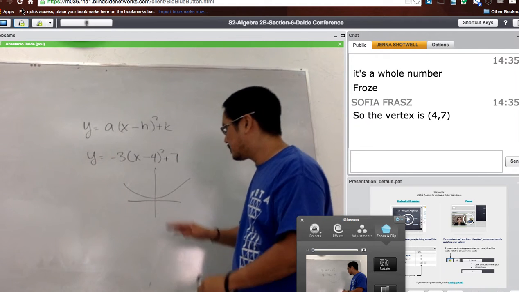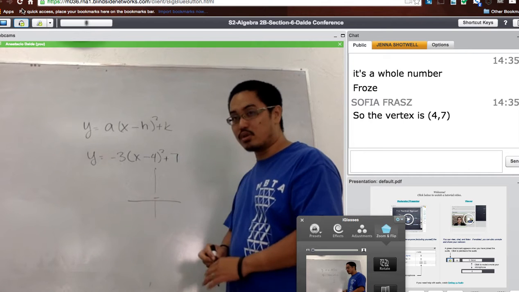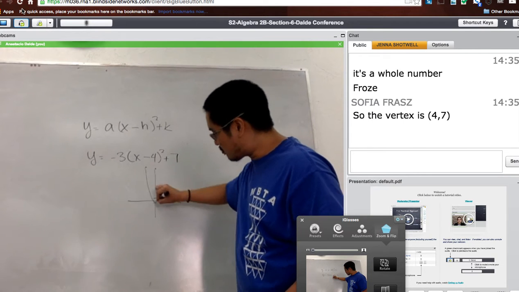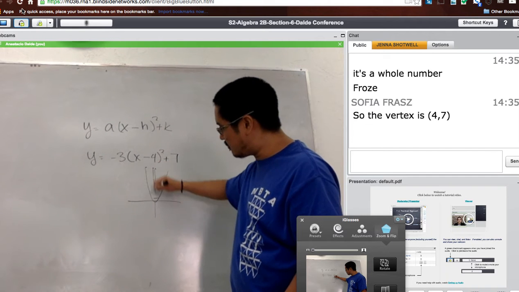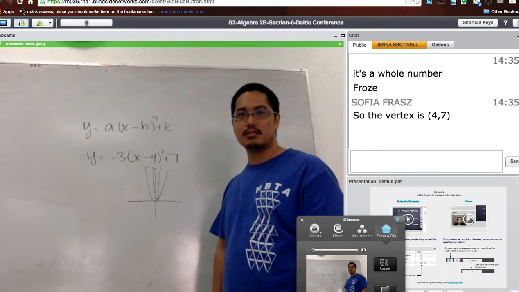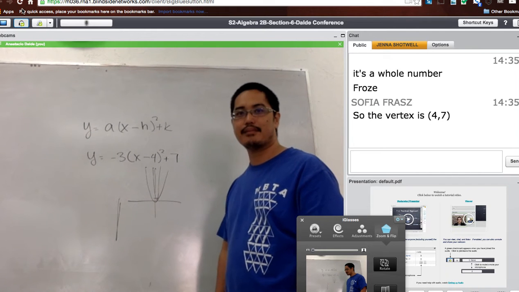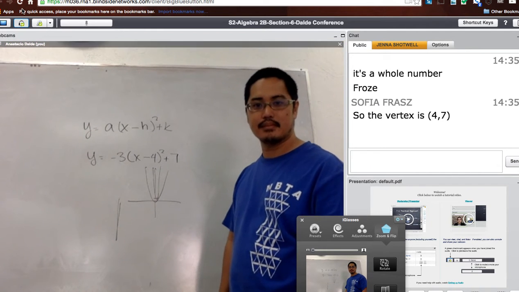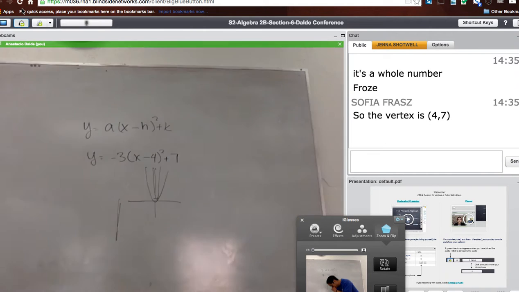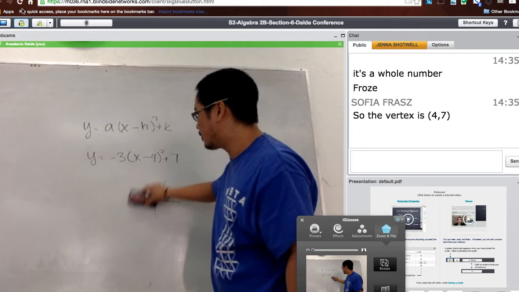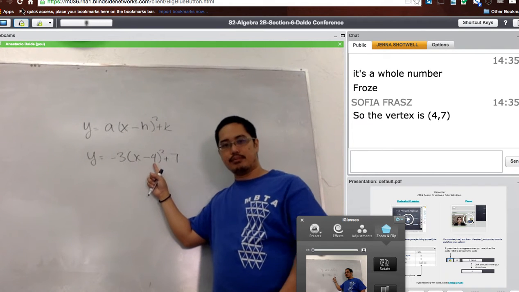So the higher the number, the more you are stretching this parabola vertically. In fact, if this number were super big, it would almost look like a vertical line. If it were infinity, it'd be so steep, it'd just look like a vertical line. So we cool with that? Mm-hmm. What does this negative 4 do?